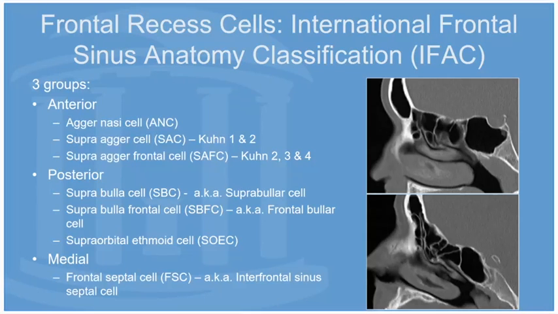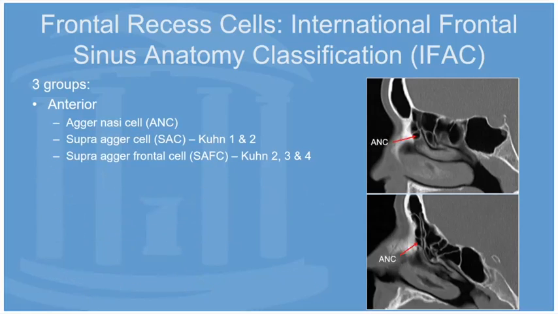To briefly summarize, the IFAC divides frontal recess cells into three groups based on their location relative to the frontal recess: an anterior group, a posterior group, and a medial group. The anterior group consists of cells along the anterolateral aspect of the frontal recess and includes the agger nasi as well as those cells lying just above it, including what are known as supra agger cells, which correspond to Kuhn type 1 and some type 2 cells, and supra agger frontal cells, which are cells above the agger nasi that extend into the frontal sinus and correspond to the remaining type 2 as well as type 3 and type 4 cells.